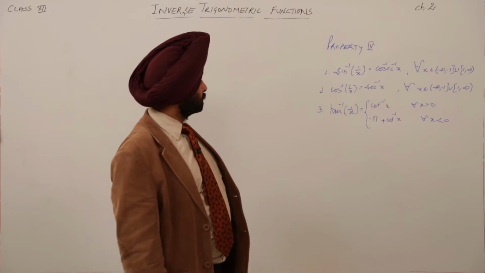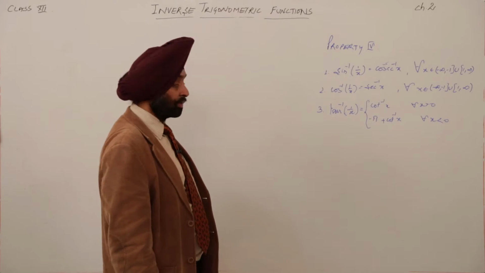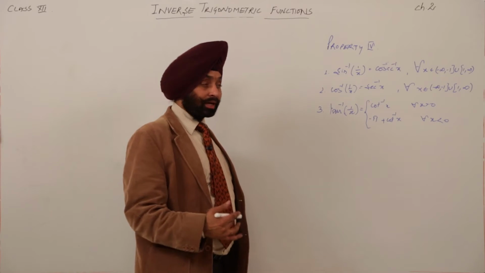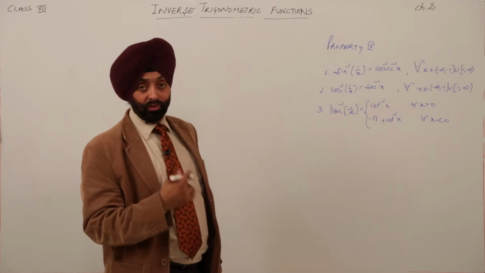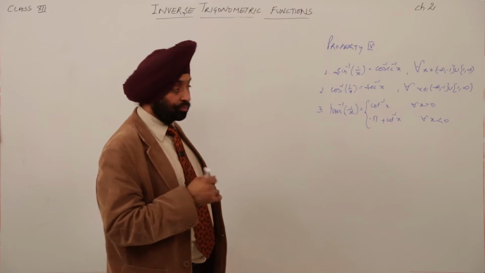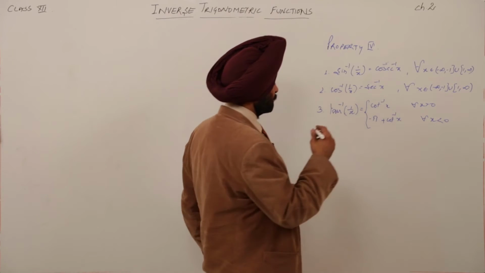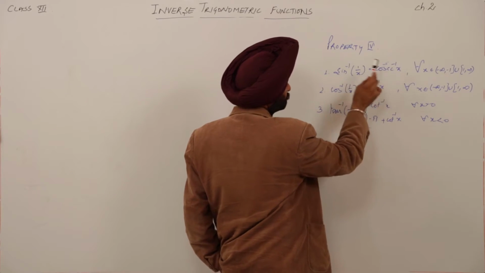Now, guys, we are going to move on to the next property, that is property number 4. In the last module I told you that the fourth property which we are going to discuss here will be the first property in your NCERT books. Now, what does this property say? This property says sin inverse 1 by x is equal to cosecant inverse x.